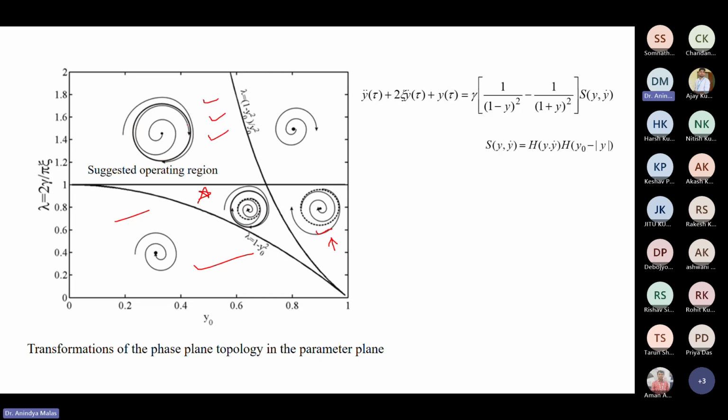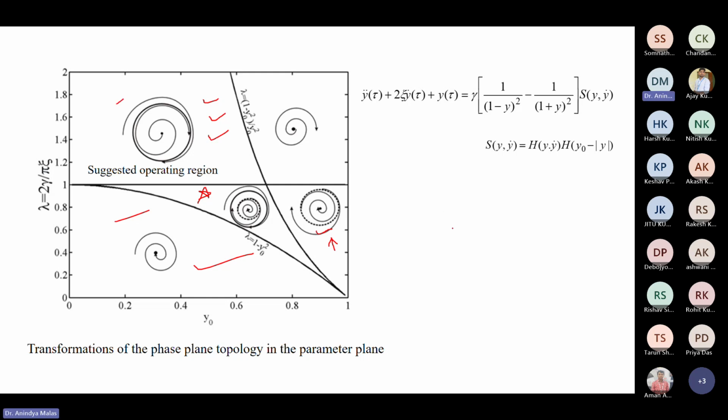where you can see that only a stable limit cycle you can generate. Only one stable limit cycle you can generate. That means the oscillation you can generate, pure oscillation you can generate. There will be no unstable oscillation. That means the system is stable. So that is the advantage.